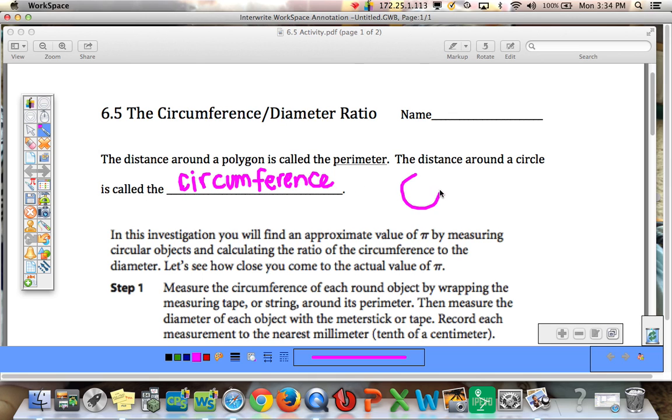So again, the circumference is if we were to take a piece of string and line it up around the circle and then take that string and lay it out on a ruler and measure how far is that actual distance around a circle. It's called the circumference.